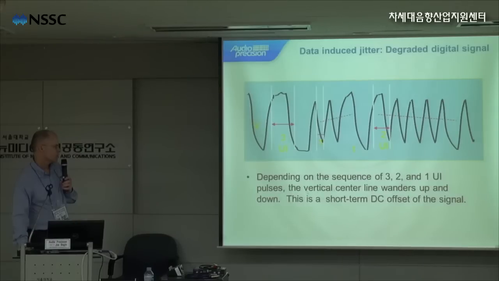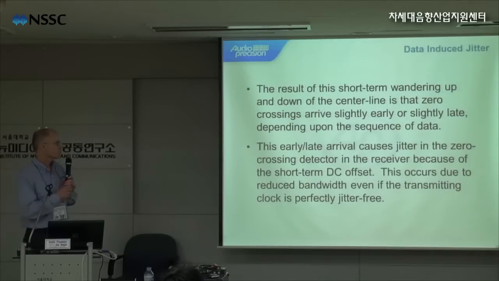So the wandering up and down of the center line is a short-term DC offset of the signal. The result of this short-term wandering is that zero crossings arrive slightly early or slightly late, depending upon the sequence of data, which is in fact a type of jitter. This early-late arrival causes jitter in the zero crossing detector in the receiver because of the short-term DC offset.